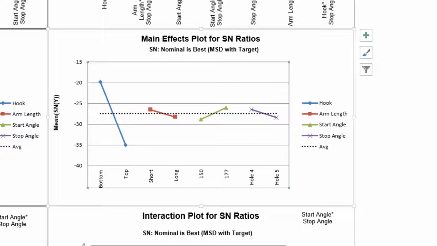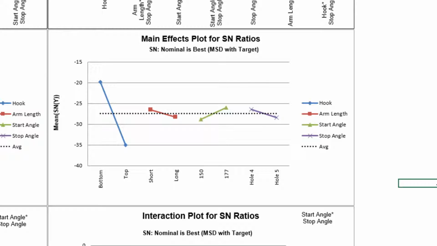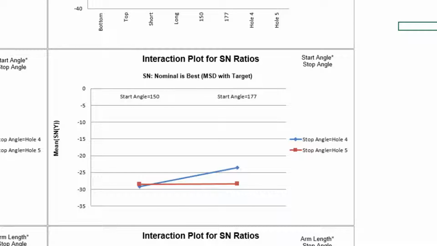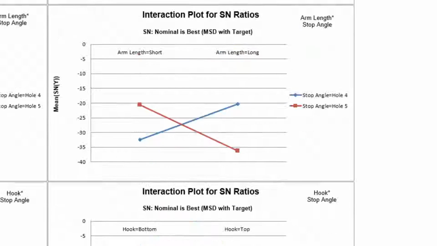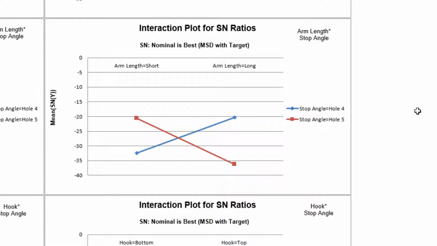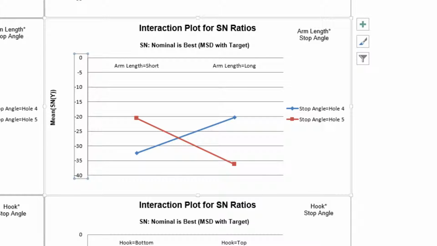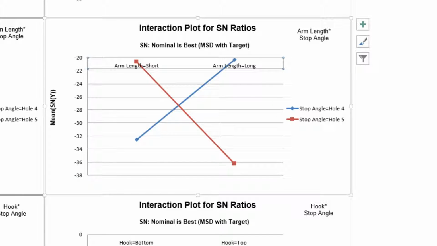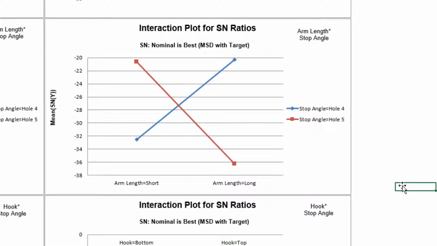We will use the interaction plot to determine the optimum settings for arm length and stop angle. Scroll down to view the interaction plot for signal-to-noise ratios for the arm length stop angle interaction. I'll adjust my X and Y axis for better visibility. Here we can clearly see the large effect due to the two-way interaction. The effect that arm length has on distance depends on what the stop angle is. The maximum signal-to-noise ratio is achieved with arm length equals long and stop angle equals hole 4.